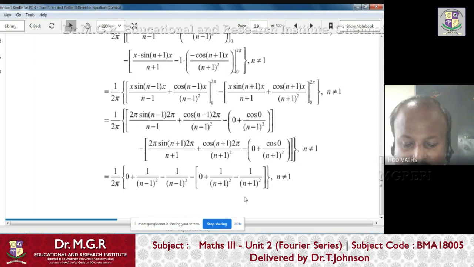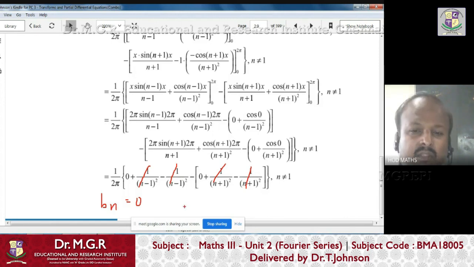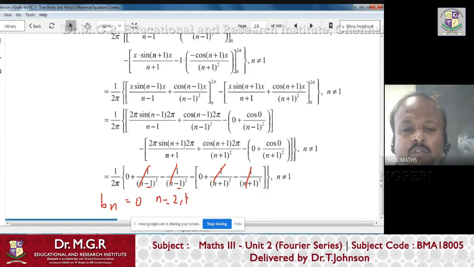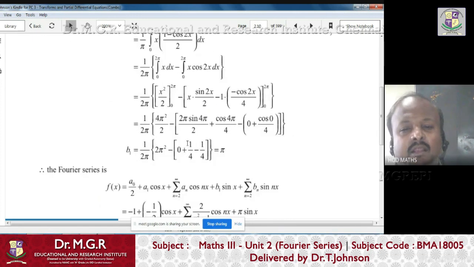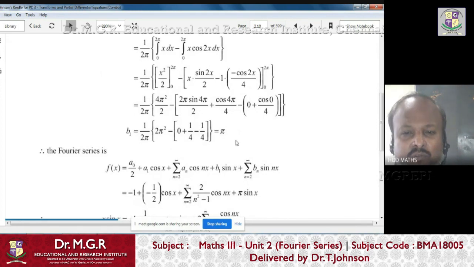It is not valid for n equals to 1, because when you see here, this and this cancelled numerically, and this cancelled numerically. So it looks like 0, and it looks like bn equals 0 for all n when you solve the problem. But this representation is not valid for n equals to 1. So bn equals 0 for n varies from 2 to infinity. For n equals to 1, they find it separately, and that is b1 equals pi.